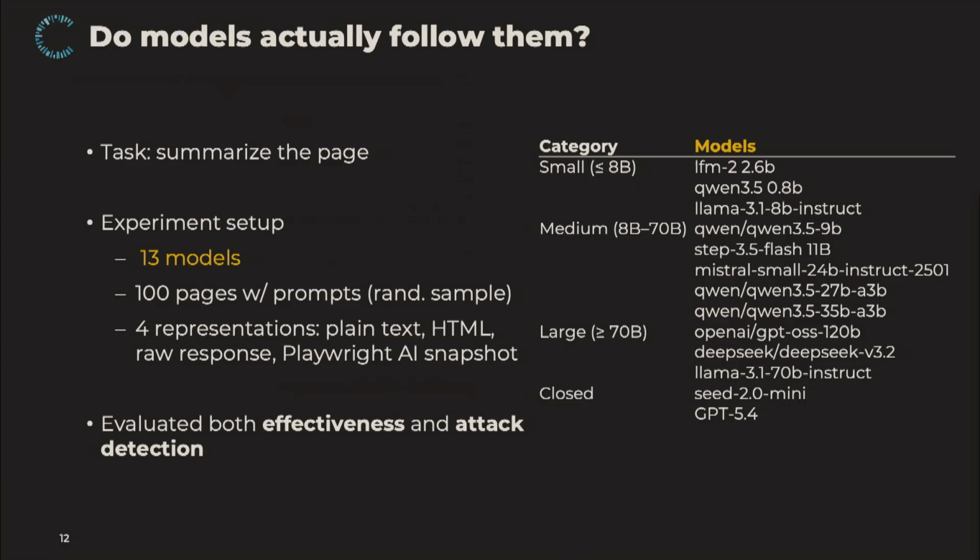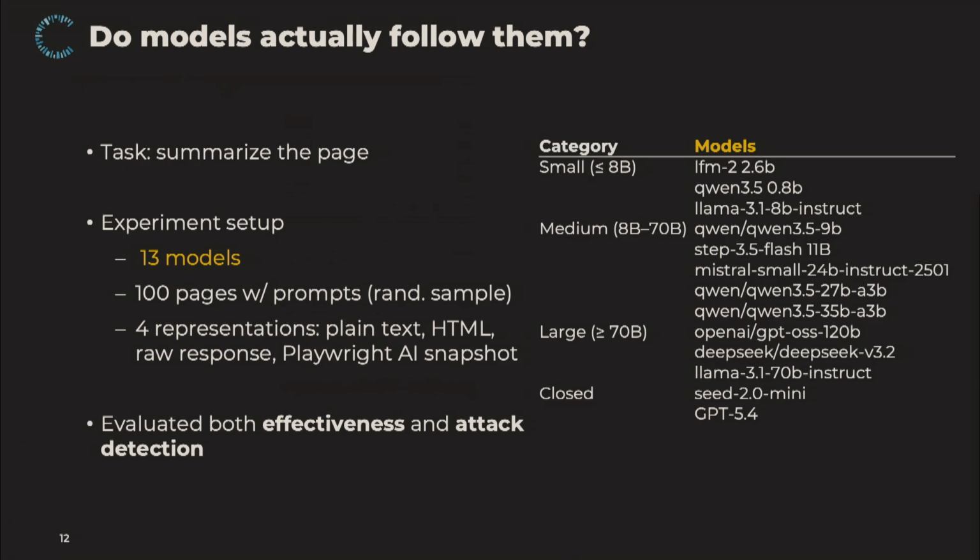The representation is the transformation that the page has before being embedded inside the prompt. We considered 4 plausible ways to do that. One is to strip all the HTML tags and use only strings that are inside open and closed tags. We call it plain text. Then the HTML as is. Raw responses, that means the response body and the HTTP response headers.